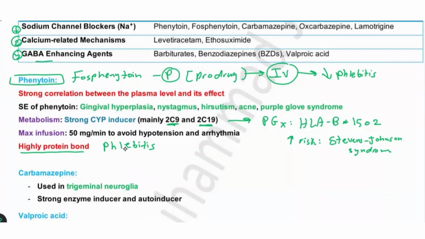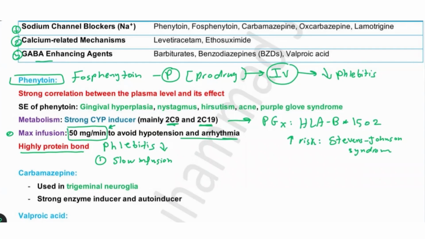So another thing to reduce the phlebitis, the first thing is that we said we are going to give the phosphophenytoin rather than phenytoin. The second thing is that we want to give it in a slow infusion. So whether it is phenytoin or phosphophenytoin, always give these two medications in a slow infusion, because a rapid infusion would increase the risk of hypotension and arrhythmia. And an exam question, what is the maximum infusion rate for phenytoin to avoid the hypotension and arrhythmia side effect? And that is 50 milligrams per minute.